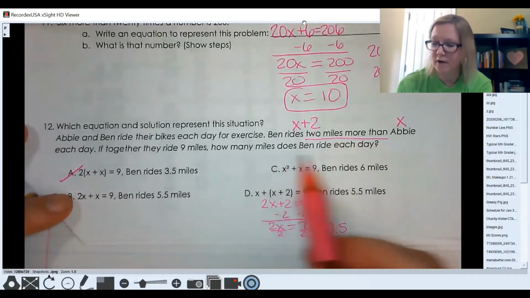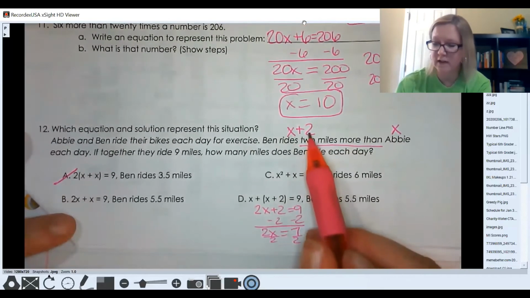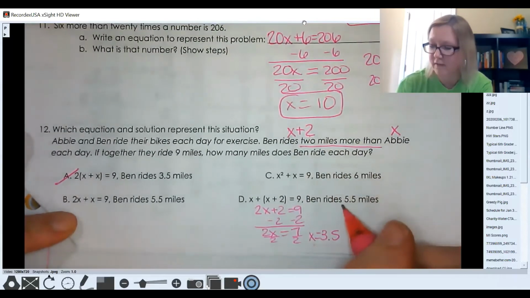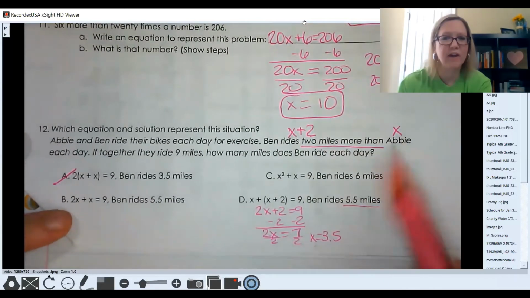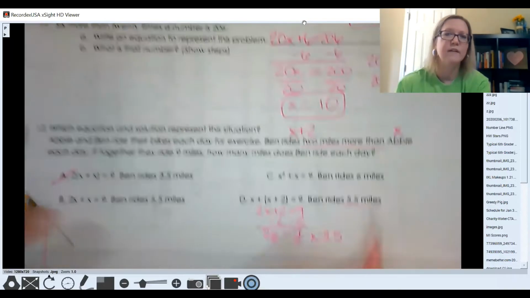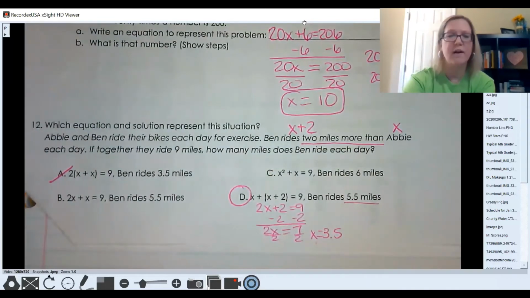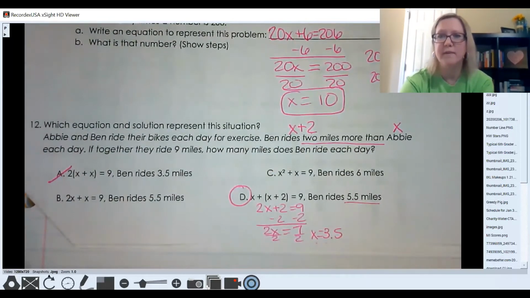It's asking how far Ben went. So if Abby rides 3.5 miles, he goes 2 miles more than that, which would be 5.5 miles. And if you go back and check, 5.5 plus 3.5 does equal 9. So it makes sense within the context of the problem. So number 12, our answer should be D. All right, let's flip to the last page.